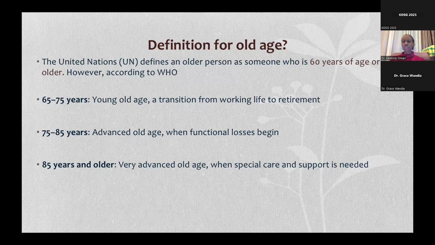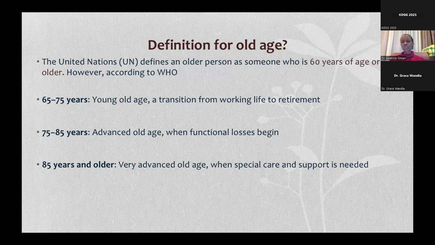So a person between 65 and 75 was categorized as young old age, someone transitioning from working life into retirement. Then there was the age group of 75 to 85, which they call advanced old age, where functional losses begin, and we see a lot of them. But in patients who have diabetes, quite a number will already begin to have functional losses between the ages of 65 to 75. Some of them, you'll see much earlier rather than later.